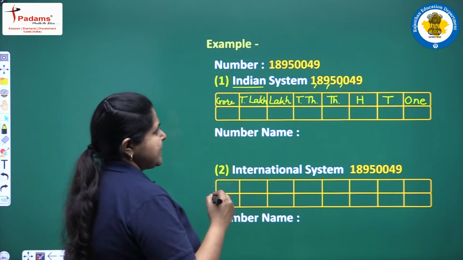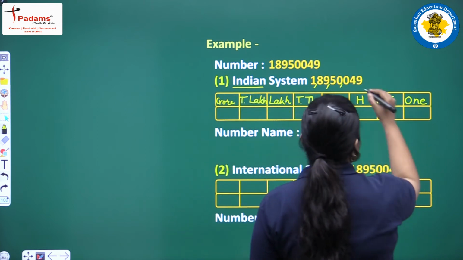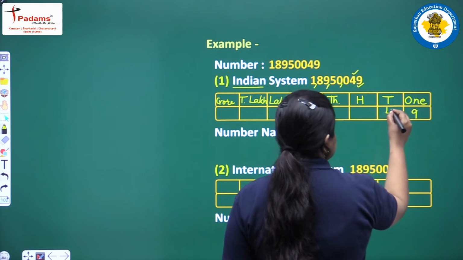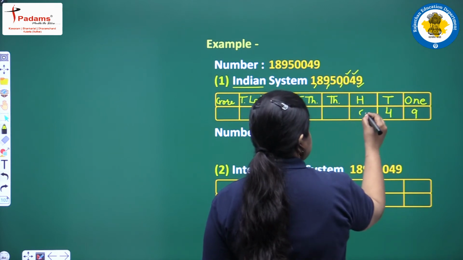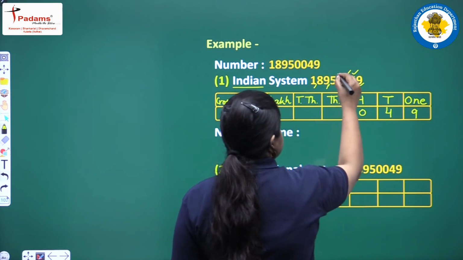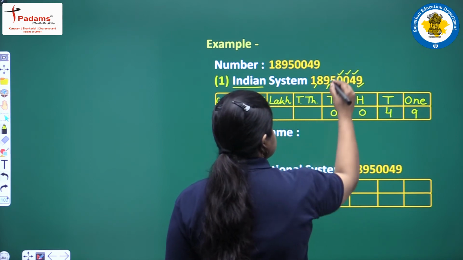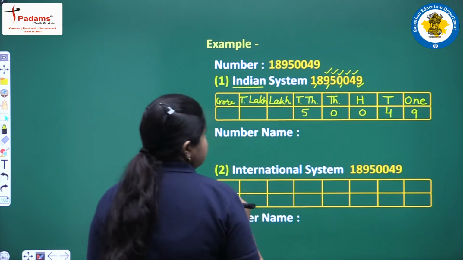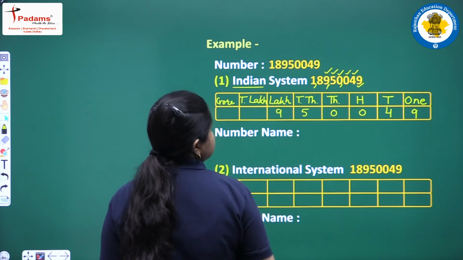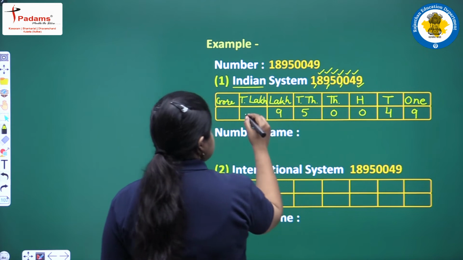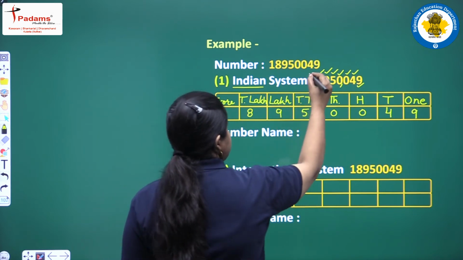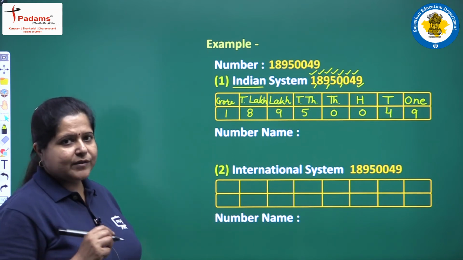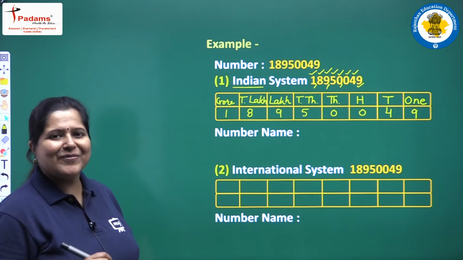Now we will fill up the digits in this placement box. 9 is at ones place, so it will be here. 4 is at tens place, so here. 0 is at hundreds place, so 0 at hundreds. Then we have 0 again at thousands place. 5 is at 10,000 place value. Then 9 is at lakhs place value. Then we have 8, 10 lakhs, and then 1 crore. So, this is the placement box according to Indian system of numeration.